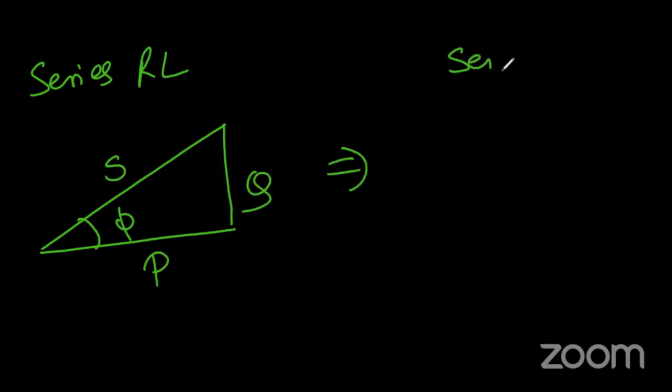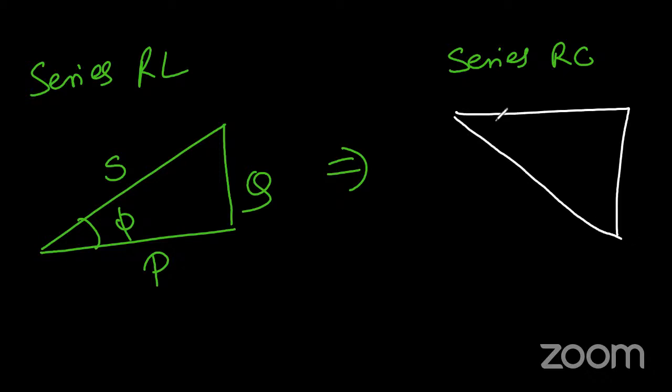For the series RC, copy the same, only downside. So this one is the opposite side, and this one is the adjacent side, and this one is the hypotenuse. For the power triangle, same copy-paste, only it's downside. S is the hypotenuse, opposite is Q, and adjacent is P.